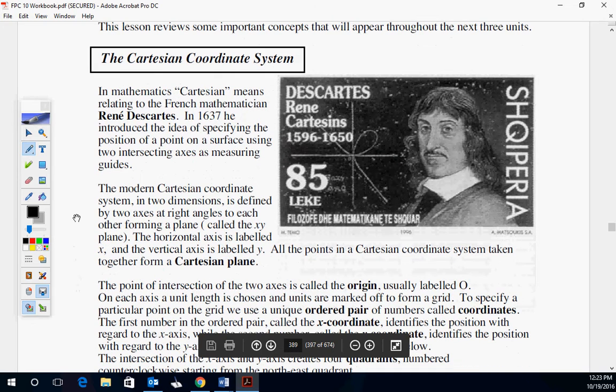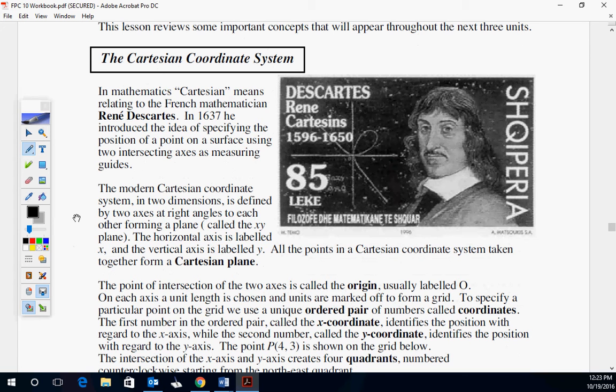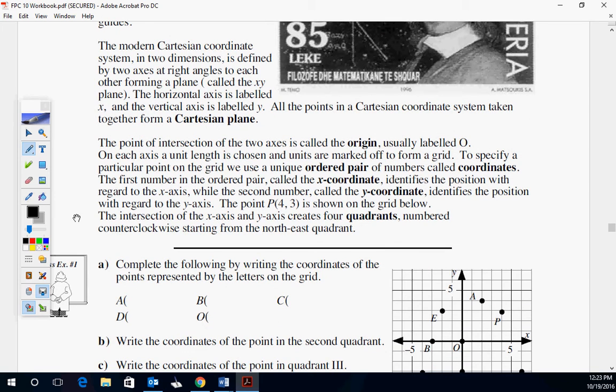This is the Cartesian coordinate system. All that is a coordinate grid. That's the XY coordinate grid in which you can plot points. It gives you a little overview of the person that created it, but the one thing you need to know is what the origin is. The origin is the center, which is 0, 0 on a coordinate grid. It's dead middle, 0, 0.